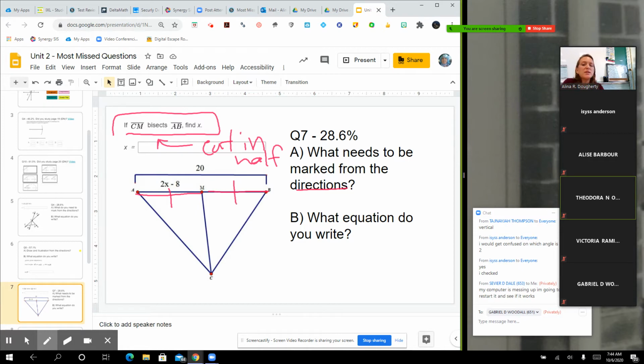So now we've got some choices. We need to write an equation, and there are lots of equations that we can write, and they're all correct. So what's one equation we could write knowing that AM and MB are both congruent? They're both half of AB. What's the next step in our thinking?